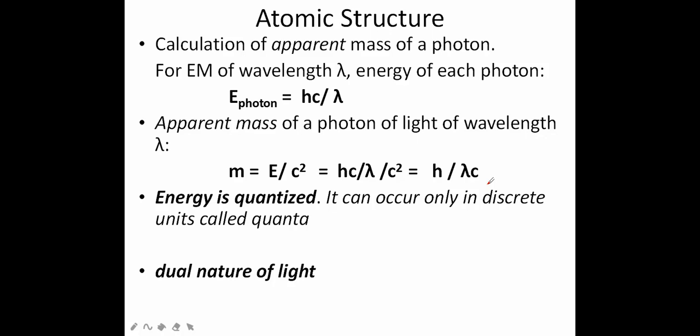This means that energy is quantized. It can occur in a discrete unit called a quanta. So this is the dual nature of light.